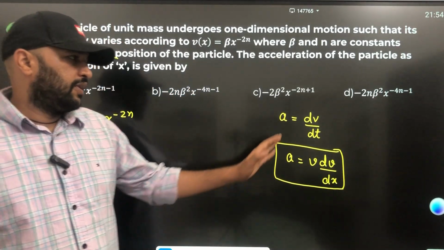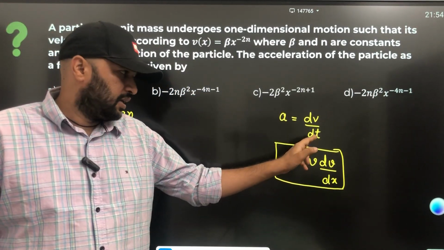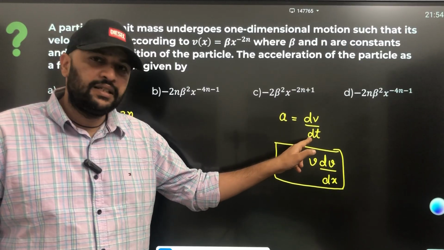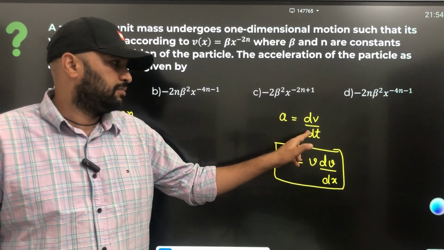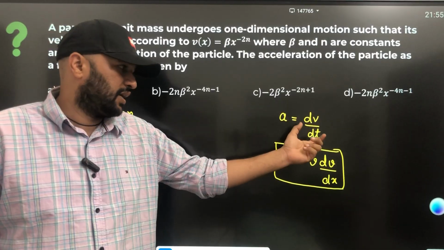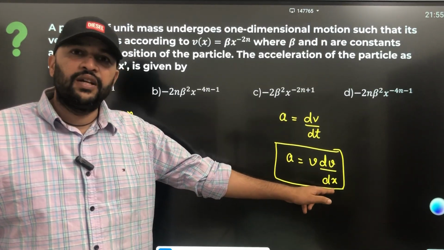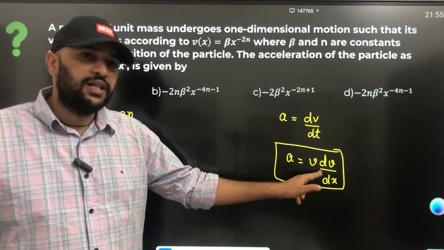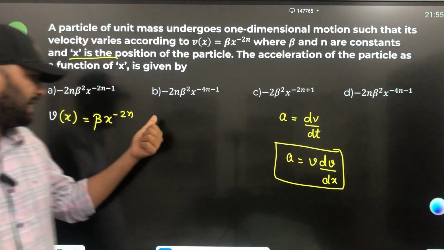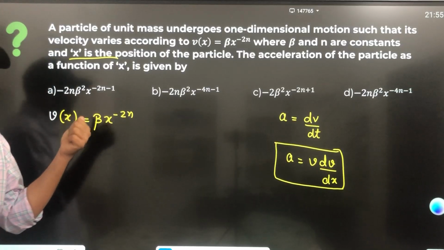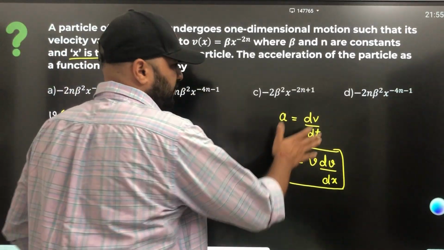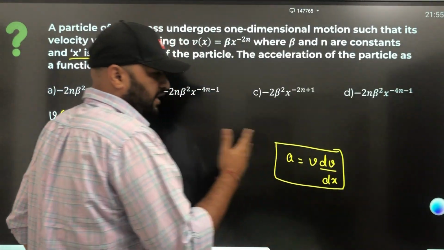Now sir, when to use which one? If you look very closely, dt here represents time. So if you have velocity as a function of time, you use the first expression, right? If you are given velocity as a function of displacement or position, you will use the second one, right? In this case, you can directly see there is no time here. So we can simply use the second expression: a equals v dv by dx.